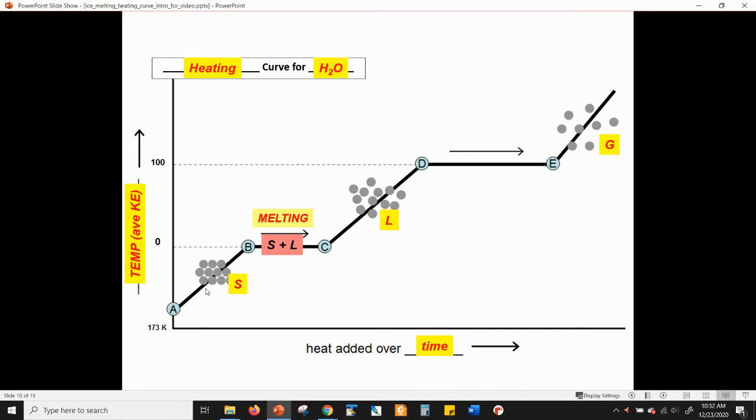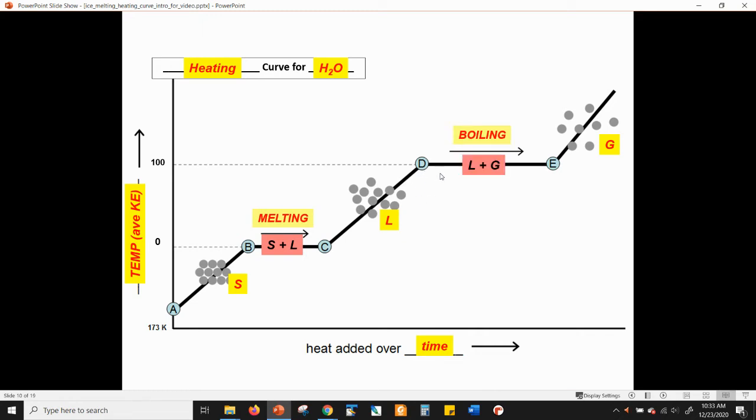But before melting happened, the temperature was rising until it reached that melting point. While it was melting, it stayed exactly at 0 degrees. We had solid and liquid until all the solid melted. Then we had a liquid present, and we warmed up that liquid water from 1 degree all the way up to 99 degrees. When we got to 100 degrees, boiling started to happen.